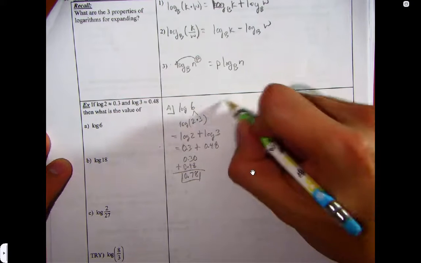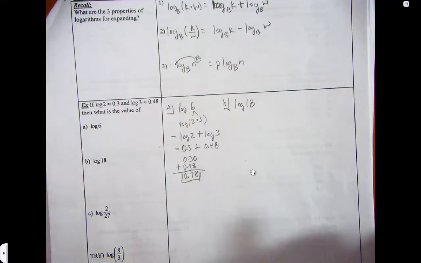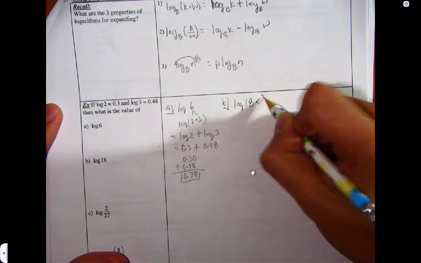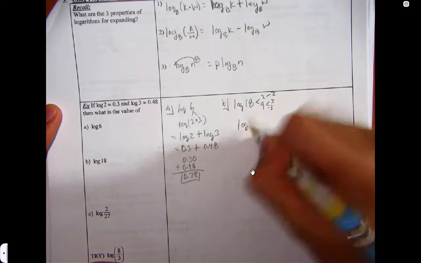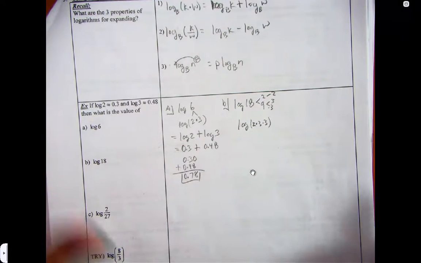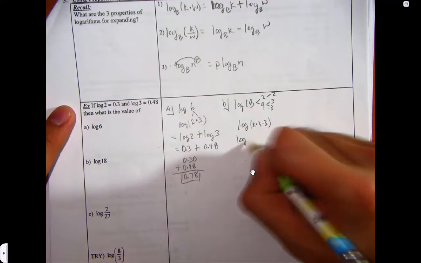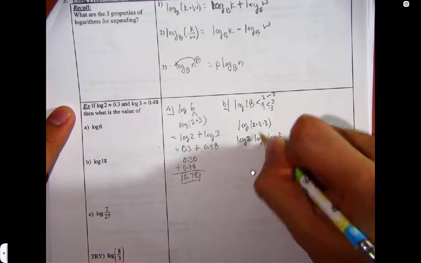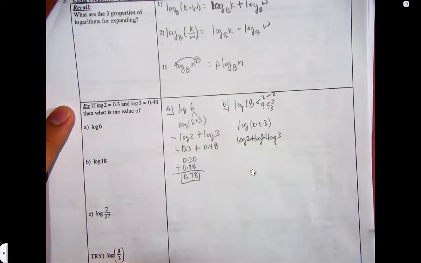B, log 18. And they give me the same instructions. I have to use 2's and 3's. So I'm going to break this down. 2 times 9, 3 times 3. So log 18 is essentially 2 times 3 times 3. Now I see 3 numbers here. So when I expand this, I'm going to have 3 logs: 2, 3, and 3. They're all multiplications, so what's separating each log is addition.